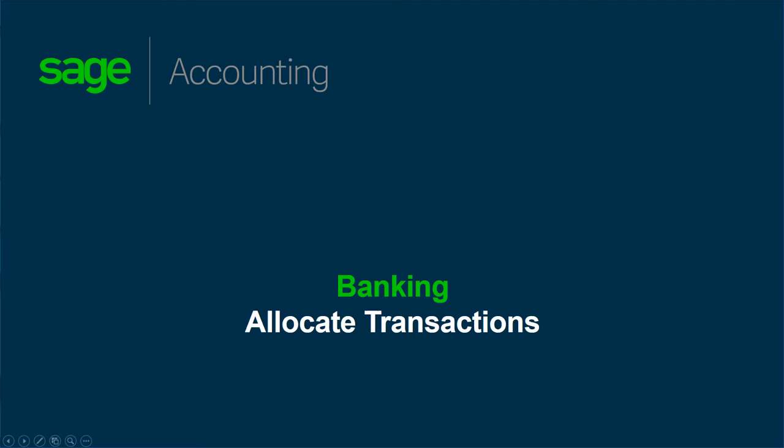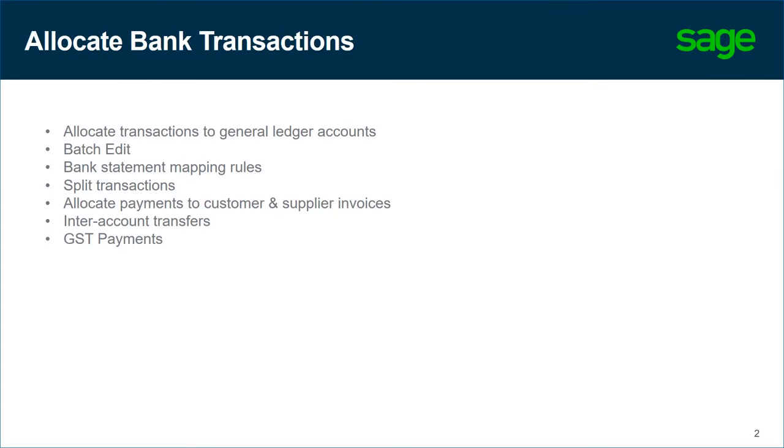You can allocate banking transactions in Sage 1 to general ledger accounts, customer and supplier invoices, as well as in between bank accounts. In this video, we'll show you how to allocate transactions to general ledger accounts, batch edit, bank statement mapping rules, split transactions, allocate payments to customer and supplier invoices, inter-account transfers, and GST payments.